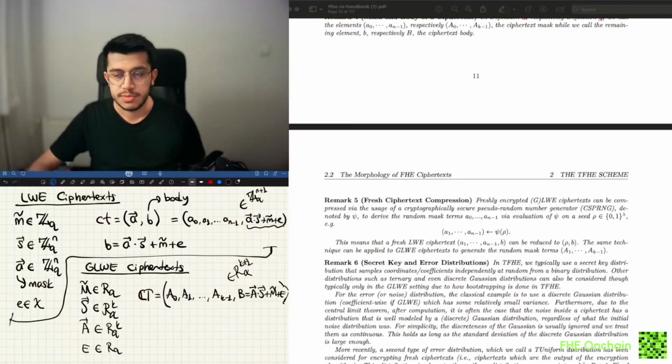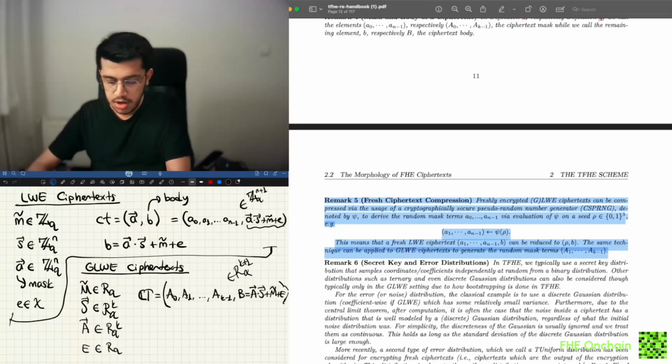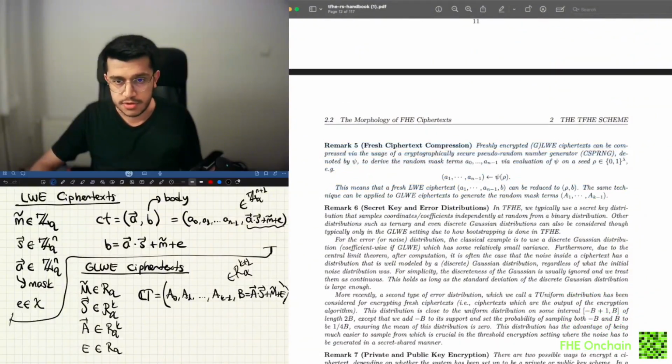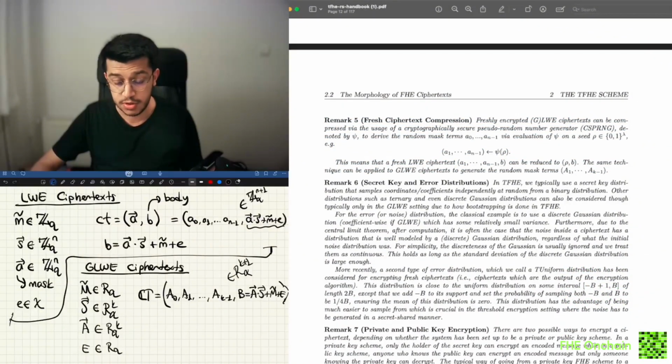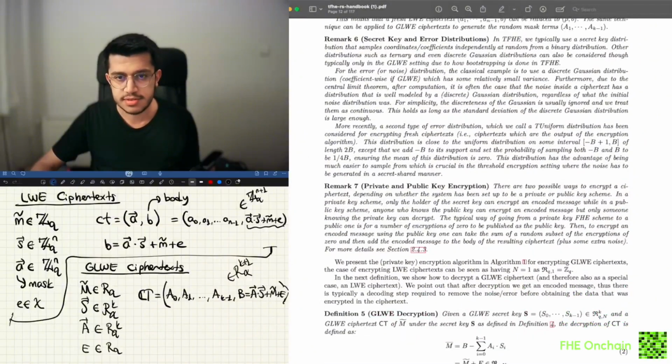This is a really good thing, but I'm going to mention it later, because today is purely focused on the morphology of ciphertext. Also, it's already 24 minutes, which means I'm too slow. I don't want this video to be 40 minutes, so I'm skipping all these private and public encryption details. We will see them in more detail later in the upcoming sections.